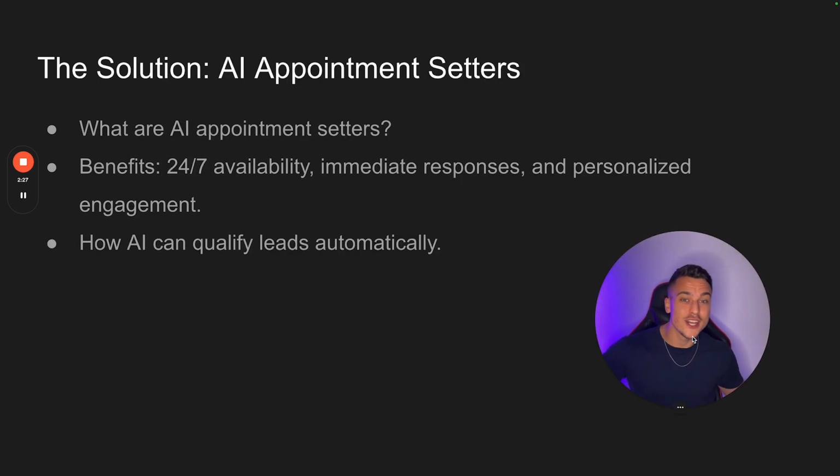Now, the solution to never missing out on a DM ever again are AI appointment setters. Now, what are AI appointment setters? Basically, you can think of an AI appointment setter as a cloned version of yourself. It speaks exactly like you speak. It knows everything that you know and that you share in your content, and it sells what you want it to sell. It's basically a version of you that never sleeps, never goes offline, always responds to leads, and never ever misses a follow-up.